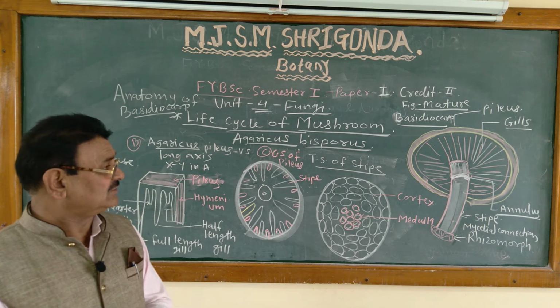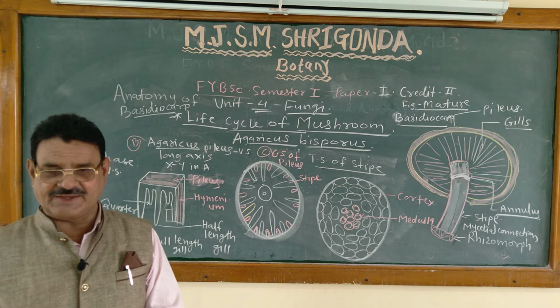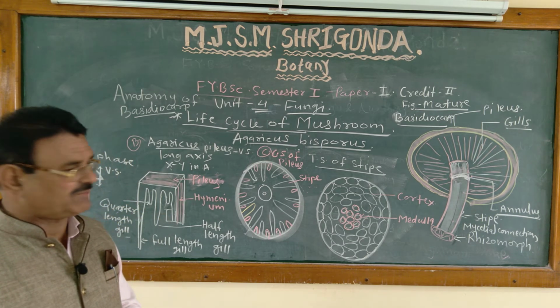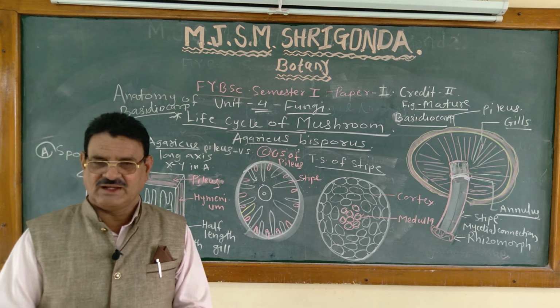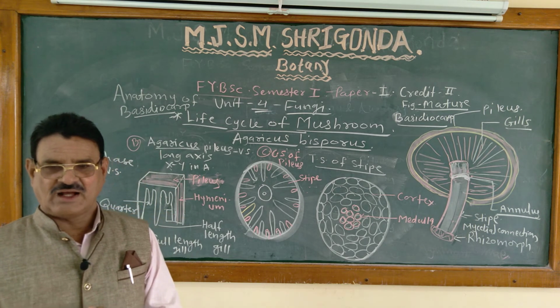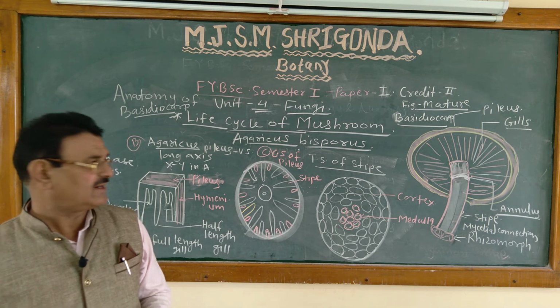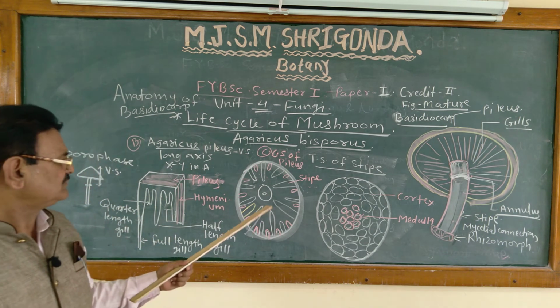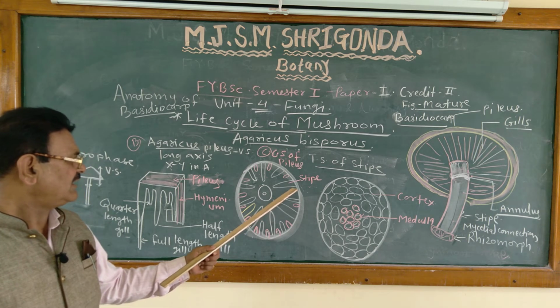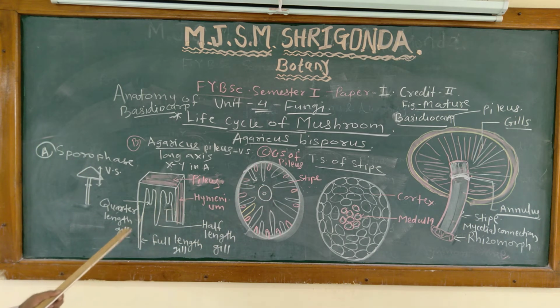Gills are of three types: trama, subhymenium and hymenium. Gills are also of three types by length: long gills, half length gills and quarter length gills. This structure shows long gills, half gills and quarter gills, full length gills, quarter gills and half length gills.